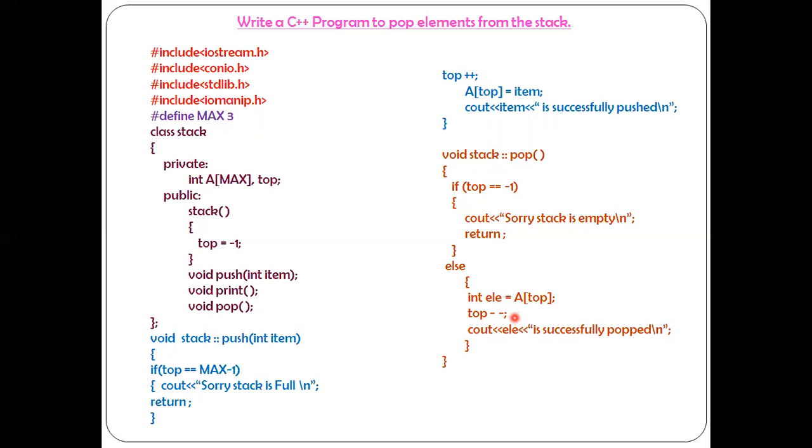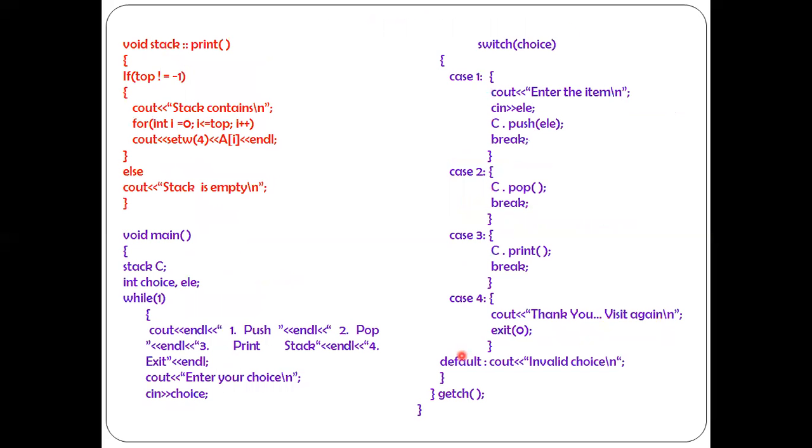Top minus minus. Now top gets decreased by 1. 0 minus 1 is equal to -1. See out stream insertion element, that is 10 is successfully popped. This indicates the end of this function. Okay, again it goes to this break. That means it won't allow us to execute the rest of the statements. It halts there itself and comes out.